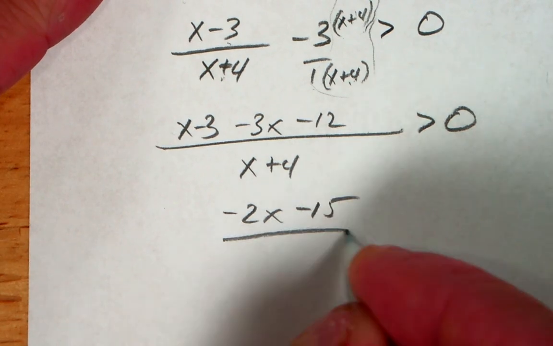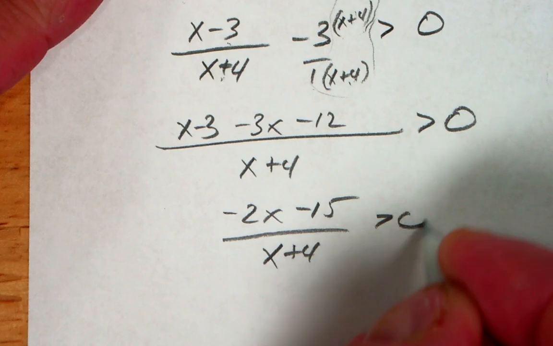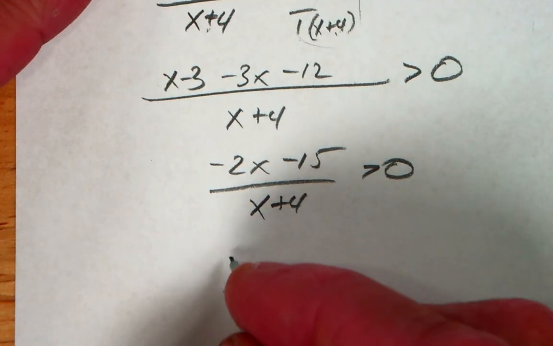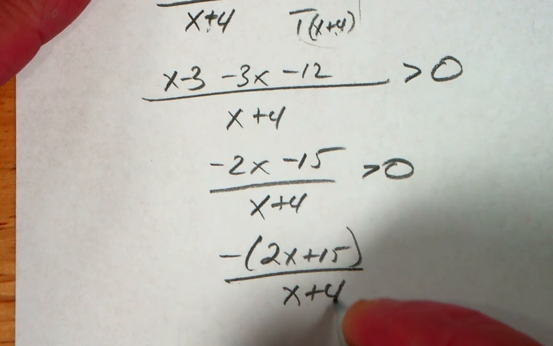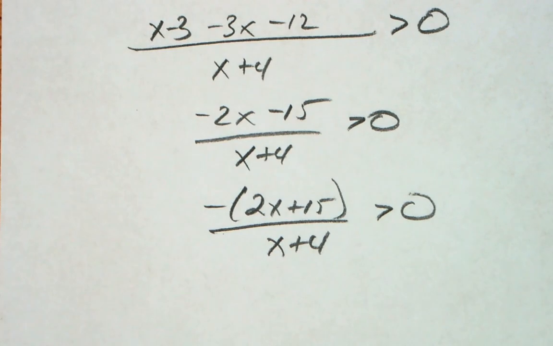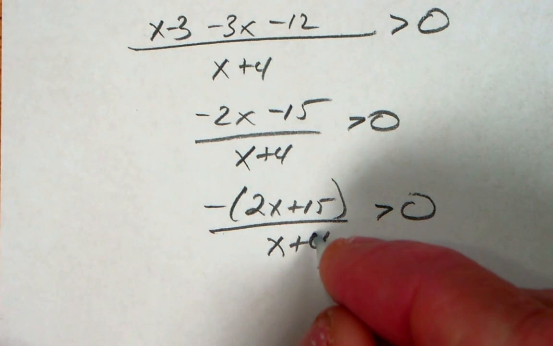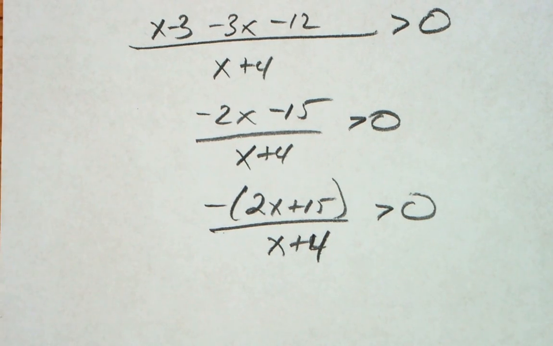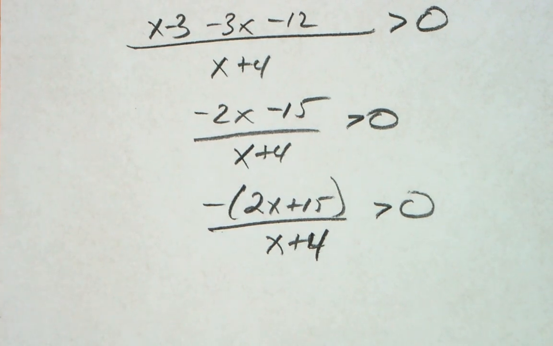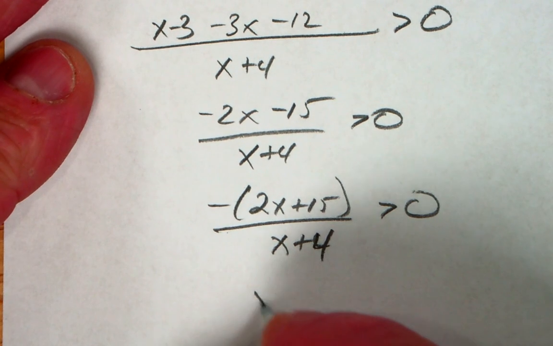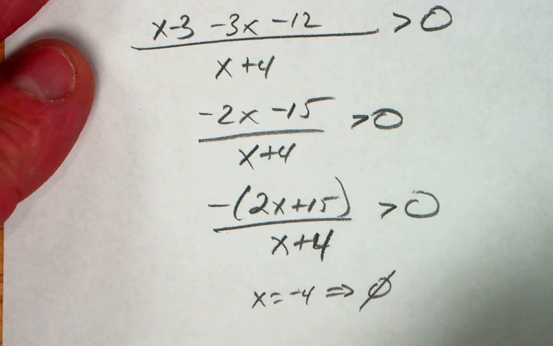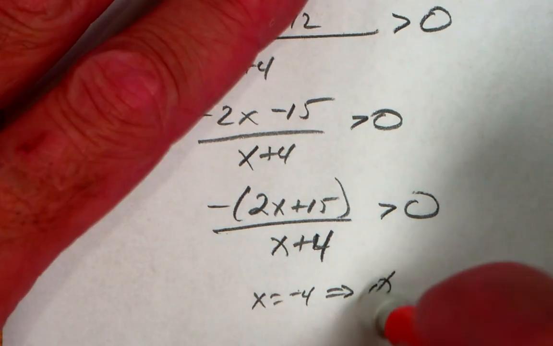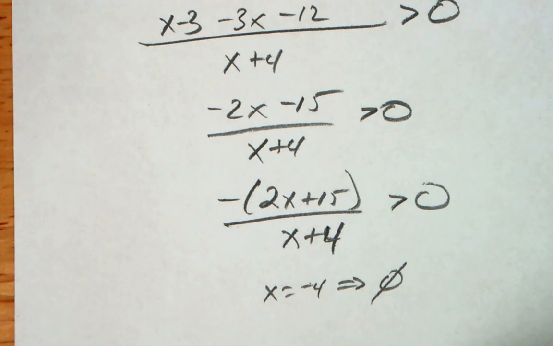Minus 15 over x plus 4 is greater than 0. Ugh. I don't like this negative. Okay, so this is a different scenario. I have to look at what values of x will make the top and or bottom 0. Negative 4, what else? Negative 4 will lead to 7.5. Good, so negative 7.5, right?